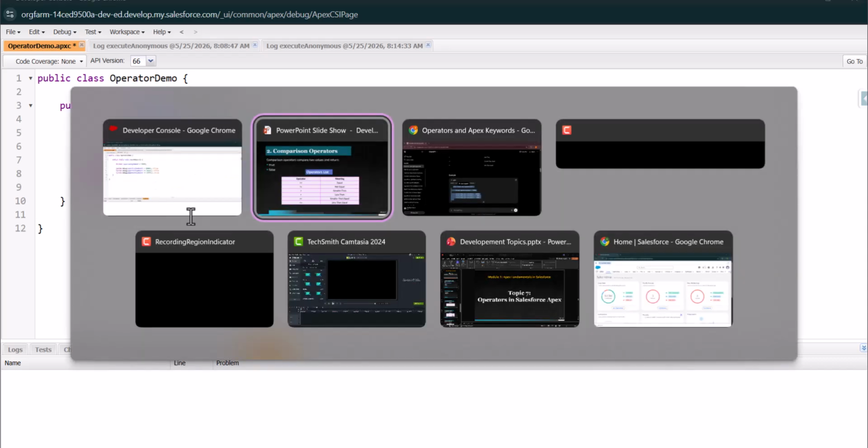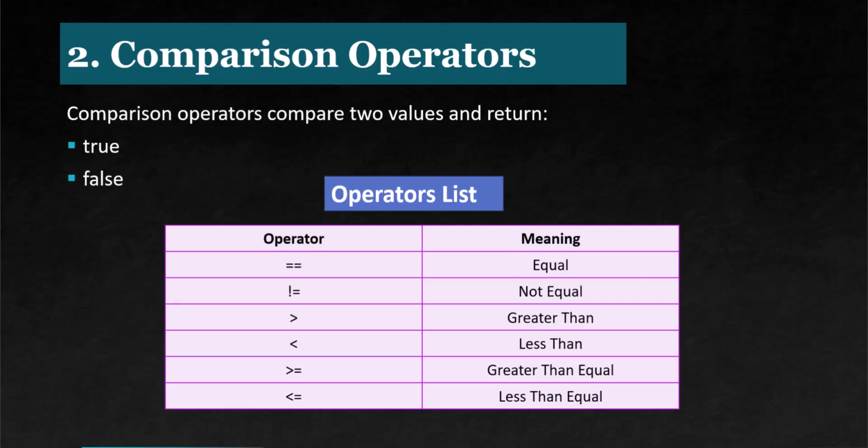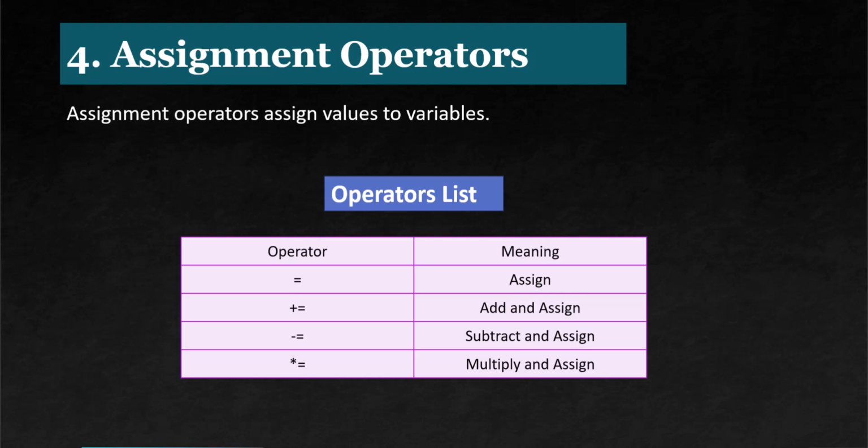Now let's understand another operator in Salesforce Apex, which is the assignment operator. So here assignment operators are used to assign values to the variable. At the starting I explained the assign operator, which is used to assign any value to the variable. After that, we have another operator, add and assign. Then we have subtract and assign, and then multiply and assign. So now let's see other assignment operators.